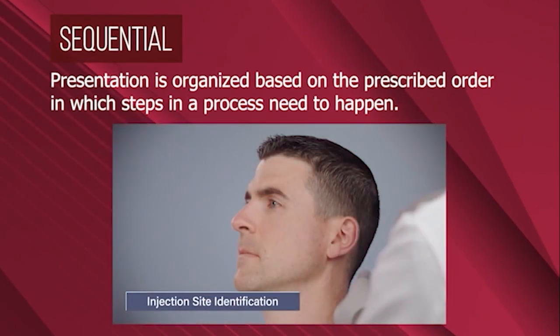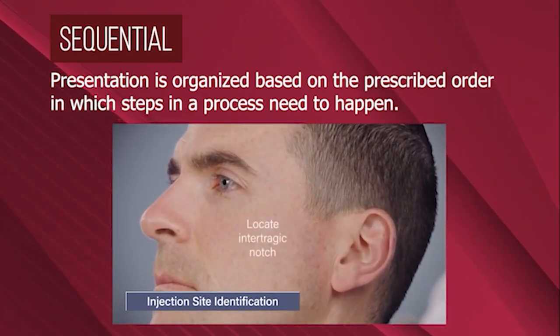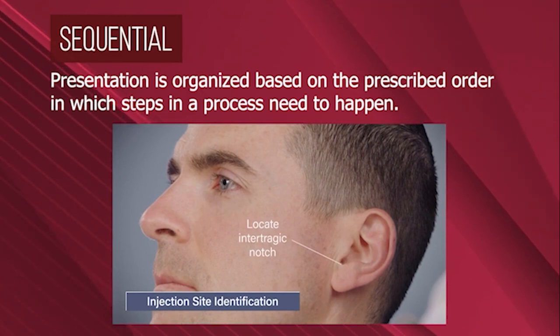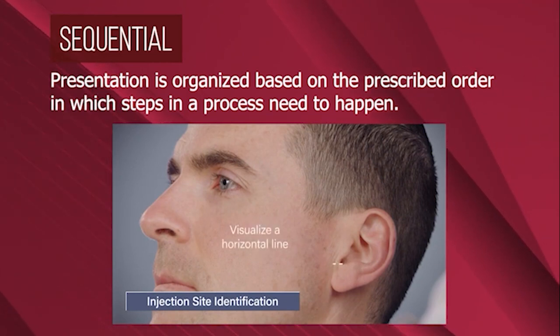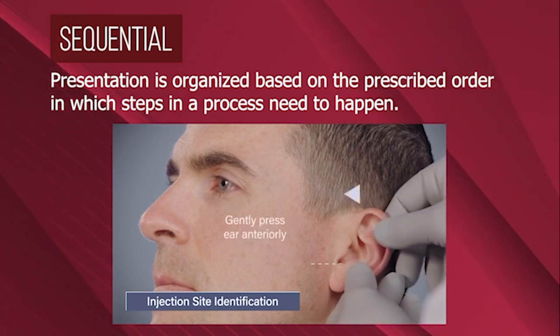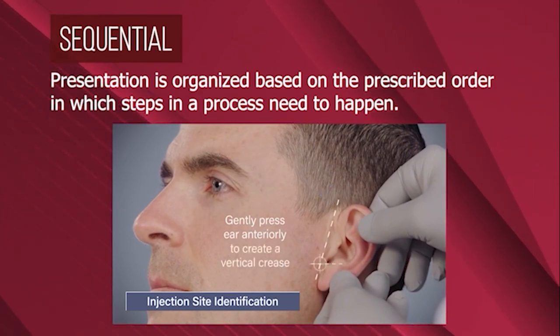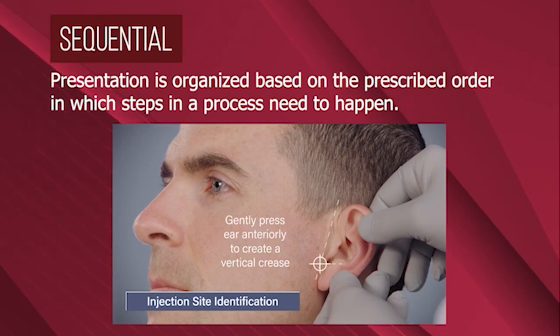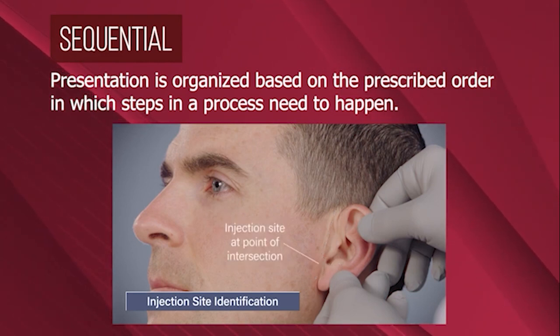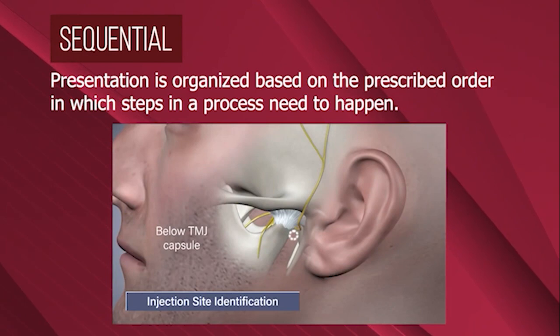Identify the injection site by locating appropriate anatomic landmarks. First, locate the intertracheal notch. Next, visualize a horizontal line. Gently press the ear anteriorly. This will create a vertical crease. This intersection is the site for the injection. Inserting the needle here should allow it to pass posterior to the neck of the condyle and below the TMJ capsule.